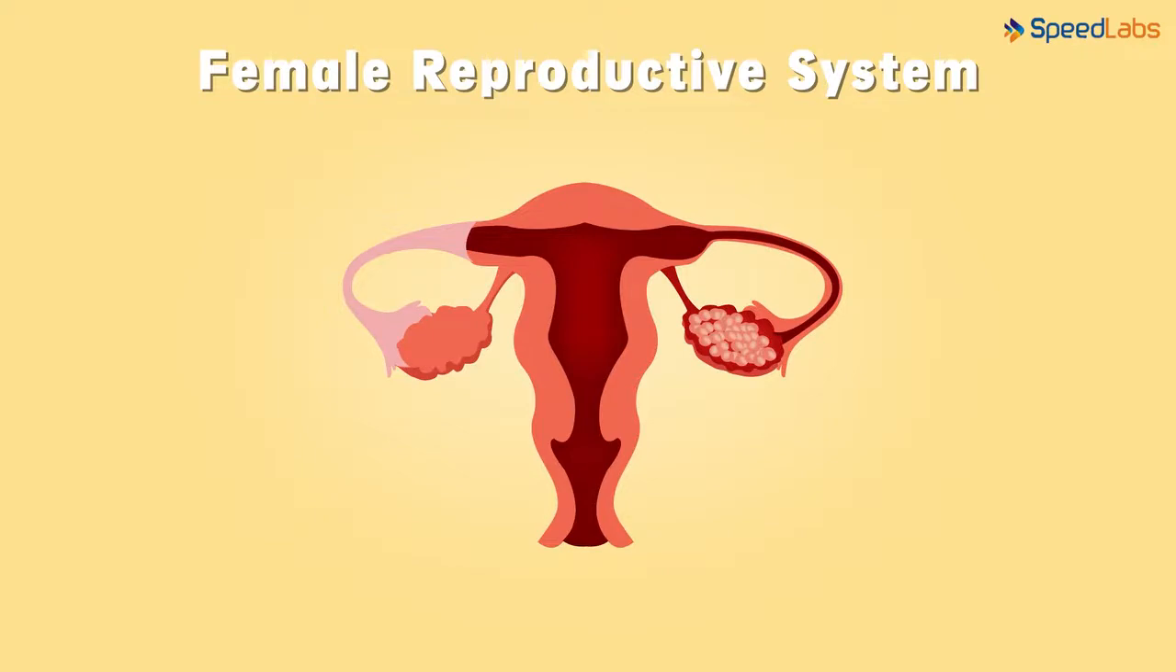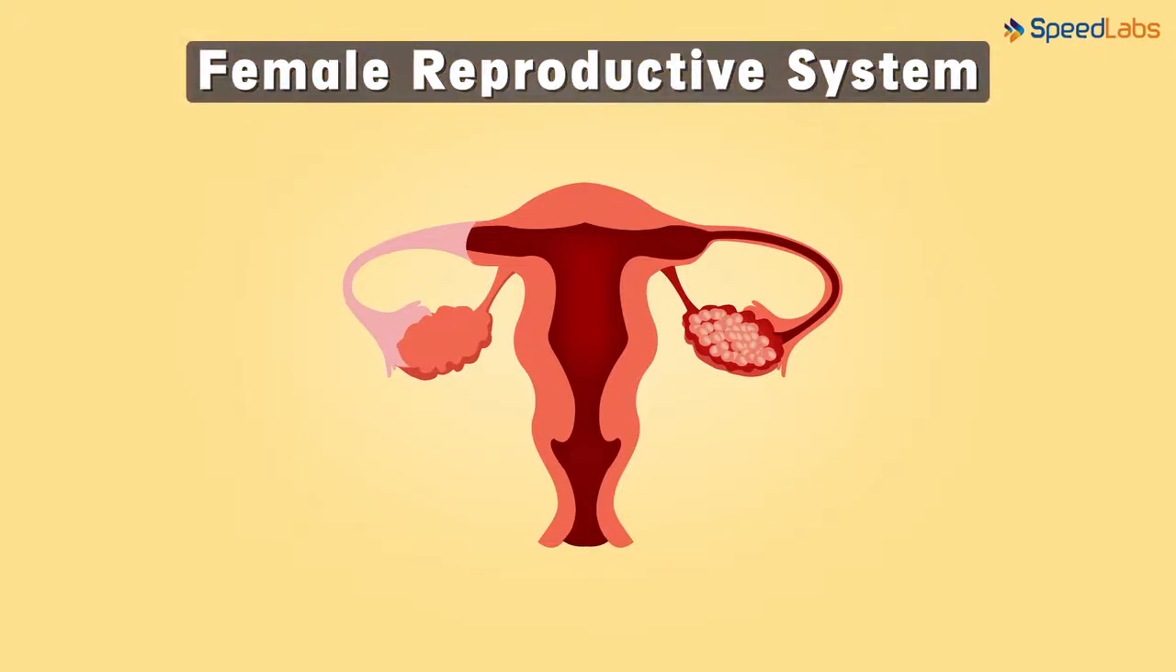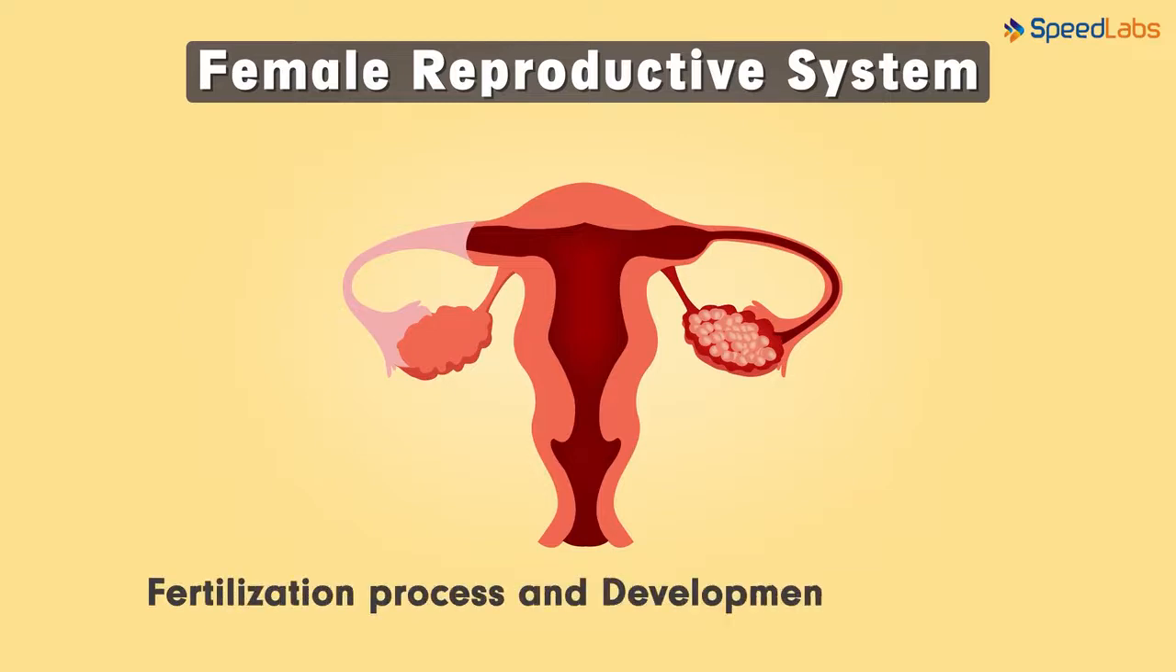This was just an overview of the female reproductive system. We would get to know how every organ in this system works efficiently when we understand the process of fertilization and the development process of the embryo in detail. For that, you need to watch our next video.